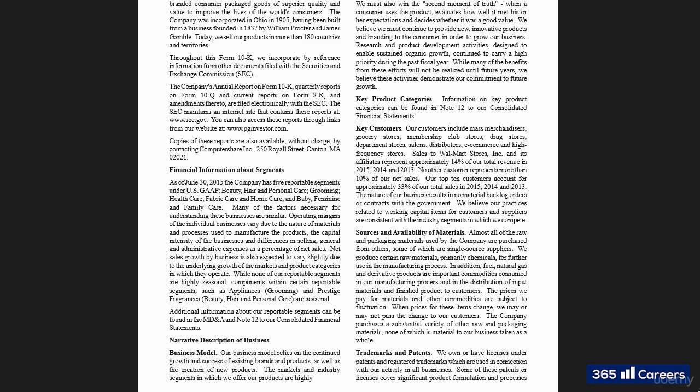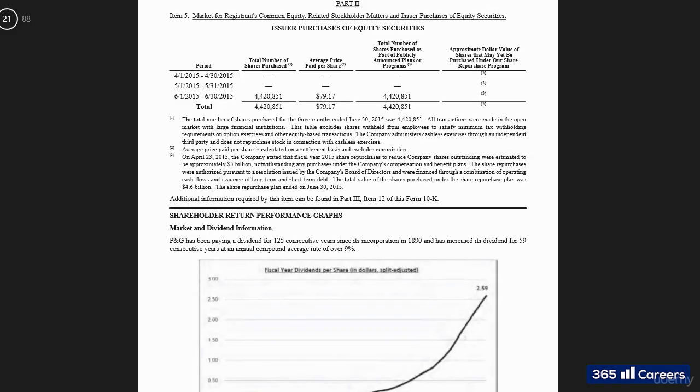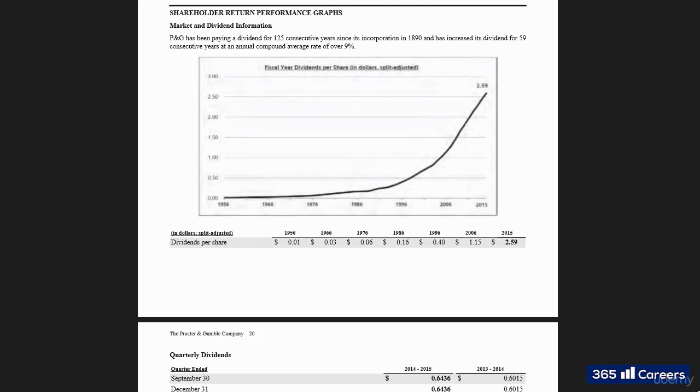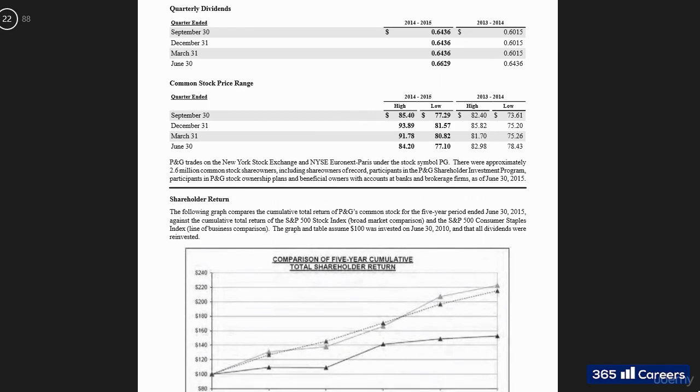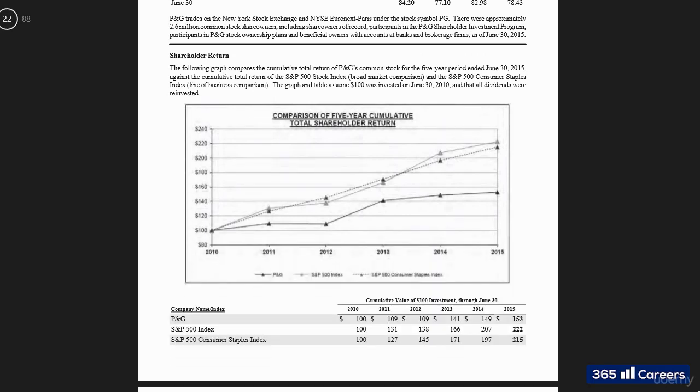It provides information about the firm's operating segments, key product categories, key customers, number of employees, business model, and so on. This is really useful information if you would like to learn more about a given business. The second part of the report contains information about the stock market performance of the company, the dividends that it paid, its high and low price, and a comparison with the rest of the market. In this case, the S&P 500 index approximates the rest of the market.